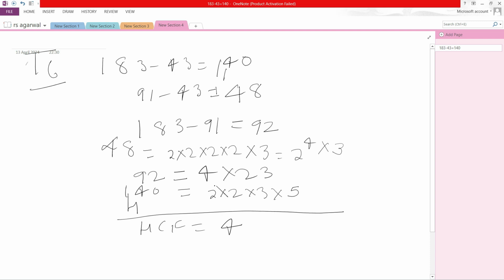So 4 is the number such that when we divide 183, remainder will come 3. If we divide 91, remainder will come 3. If we divide 43 by 4, remainder is 3 here.